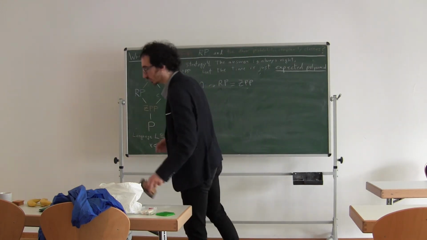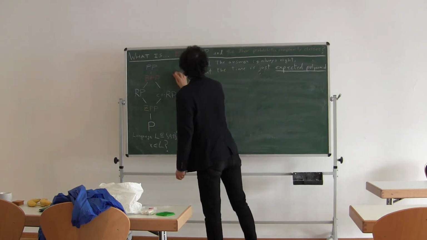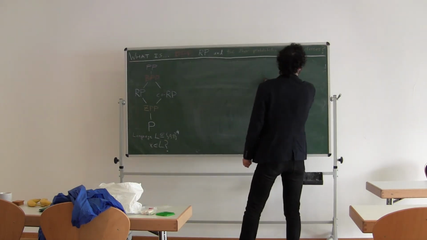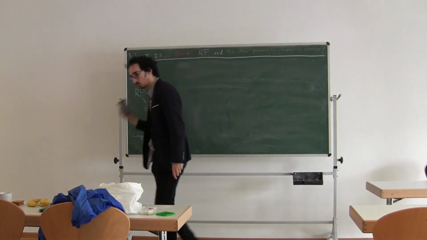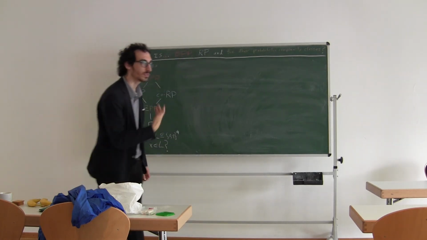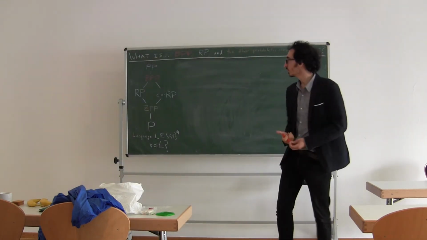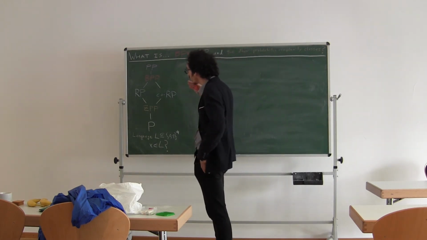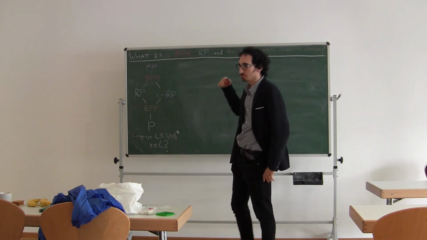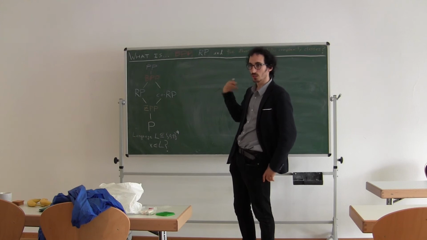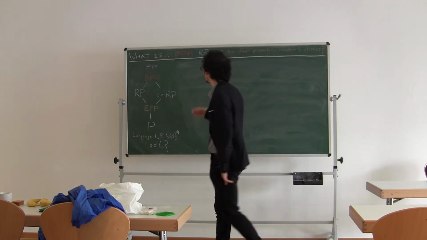Now let's look at a few examples of how one can use probability to obtain nicer algorithms, because the nice thing about probability is that it makes many algorithms a lot simpler. And this is what we saw now.